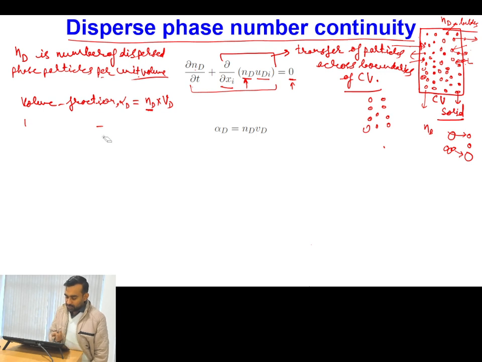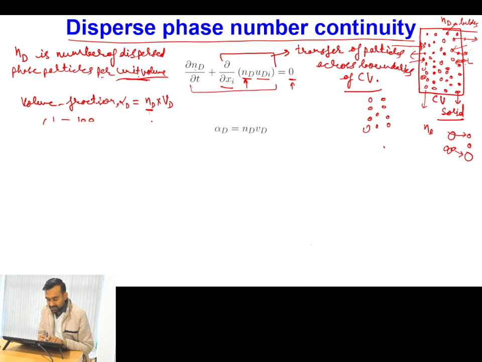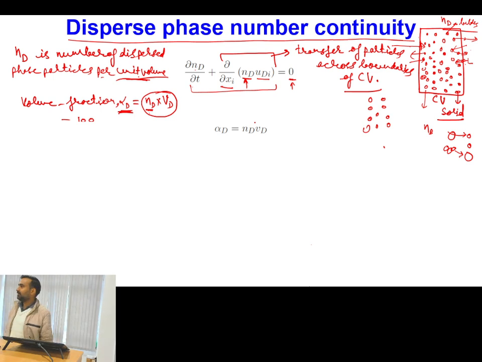So likewise, because nd I have already defined as the number per unit volume basis. When I multiply nd by Vd, then per unit volume is automatically considered in the denominator. So this multiplication will give me the volume fraction of the dispersed phase. Is this point clear? And one assumption we have made here is that all the particles are of identical volume Vd. Is this one clear? So all the particles are identical, having volume Vd.